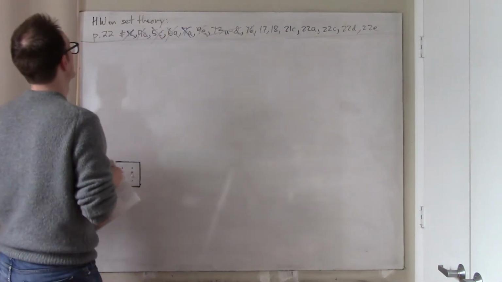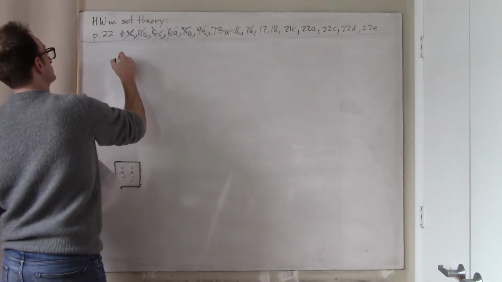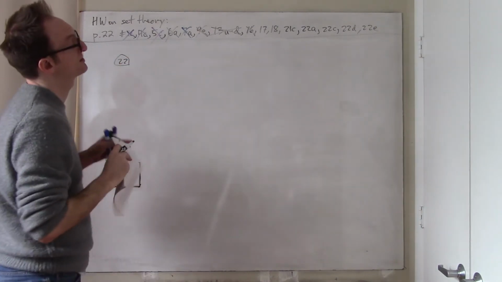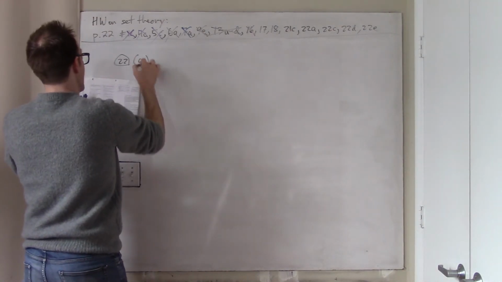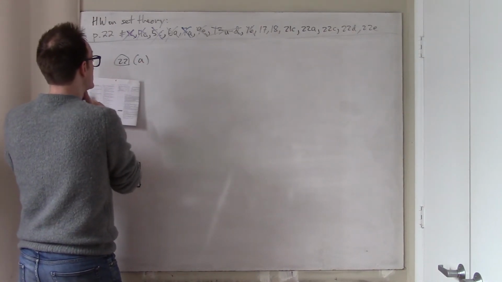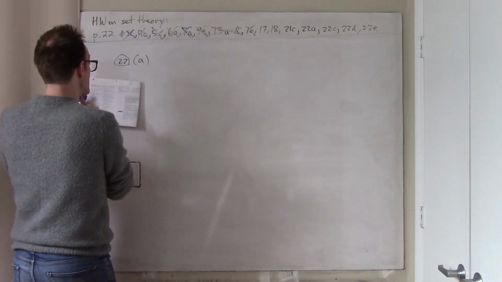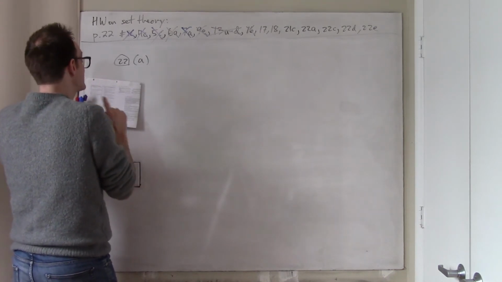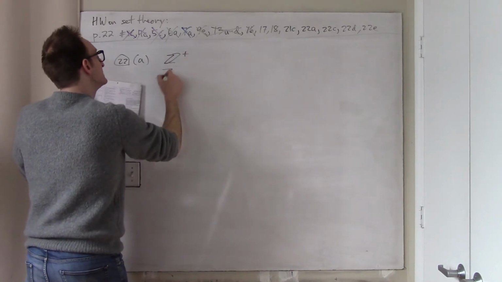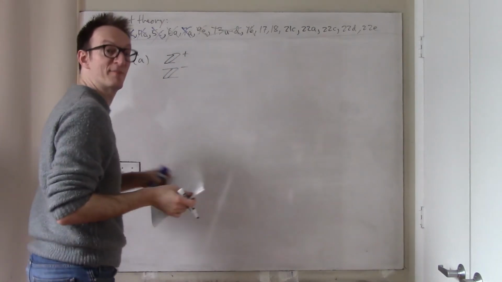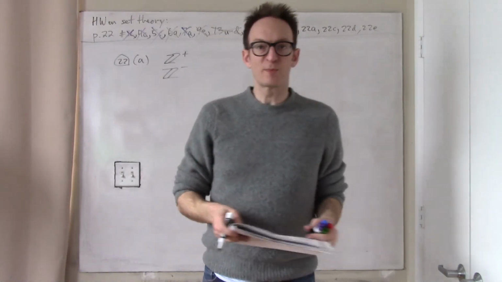So 22. I asked you to do A, C, D, and E. What's A? A says, which of the following collections of subsets form a partition of the integers? The set of positive integers and the set of negative integers. So, Z plus and Z minus.